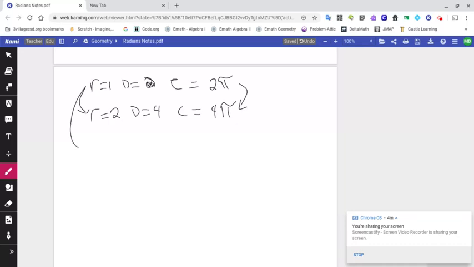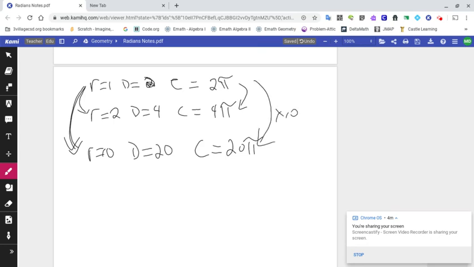Suppose I take this radius and multiply it by 10. My radius is 10, my diameter is 20, so my circumference is 20 pi. Multiplying the radius by 10, the circumference gets multiplied by 10. What this is saying is it doesn't matter the size of the circle; the conversion for radians will still be the same, because all circles are similar to each other.